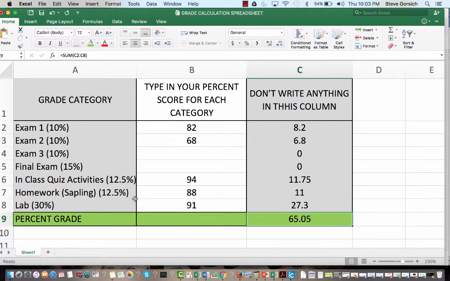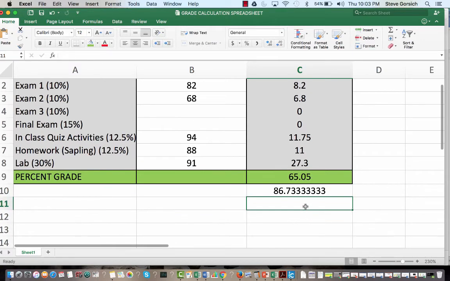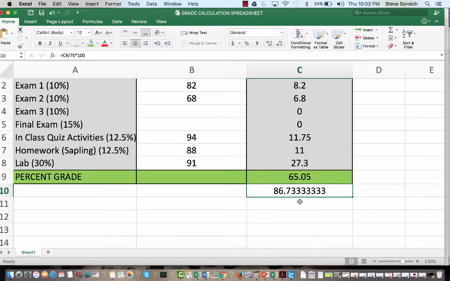What we do know is some information about the other 75% of the grade. So you can take this 65.05, divide that by 75%, and multiply by 100. And so this particular student would have an 86.7% in this class. So as of now, this student would have a B.